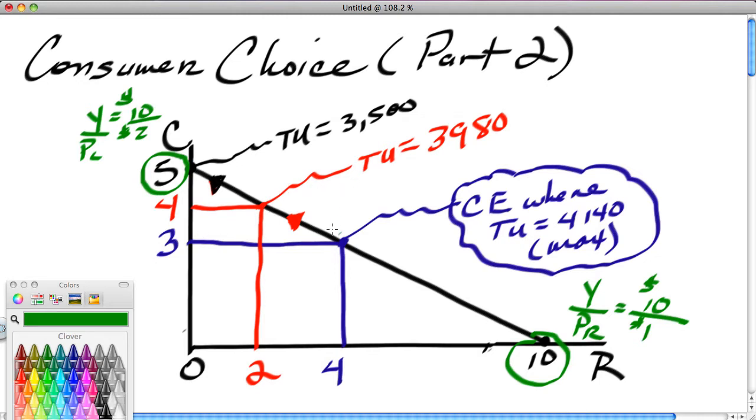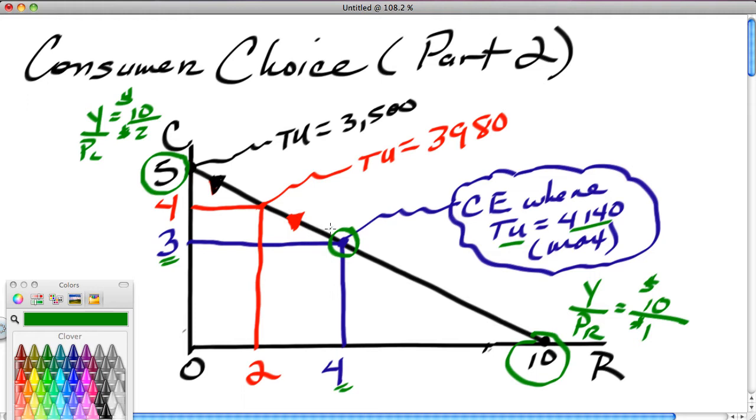Also note that we determined a consumer equilibrium point in the first part of the series, and that was based not only on income and prices but on marginal utility data. Notice that 3 coffee, 4 rolls is optimal. Why? Because that is where total utility is maximized. And in that first part we showed how to calculate total utility and how we derive 4140.